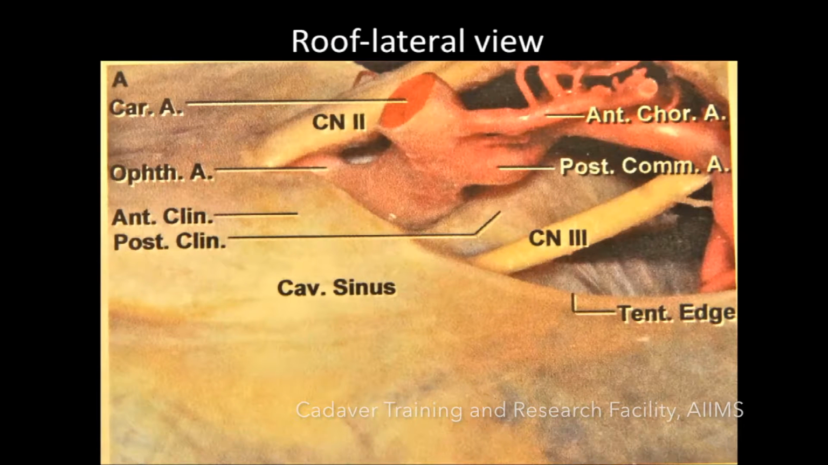The roof, if you see from the lateral wall, the tentorial edge actually covers it. So it is medial and inferior to the tentorial edge. It's difficult to see from the side. The cranial third nerve is entering the roof of the cavernous sinus.